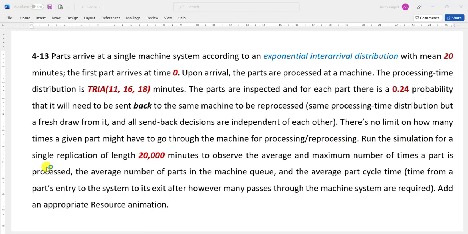You have to run the simulation for a single replication of length 20,000 minutes to observe the average and maximum number of times a part is processed, the average number of parts in the machine queue, and the average part cycle time, that is, the time from a part's entry to the system to its exit after however many passes through the machine system are required. Also add appropriate resource animation.